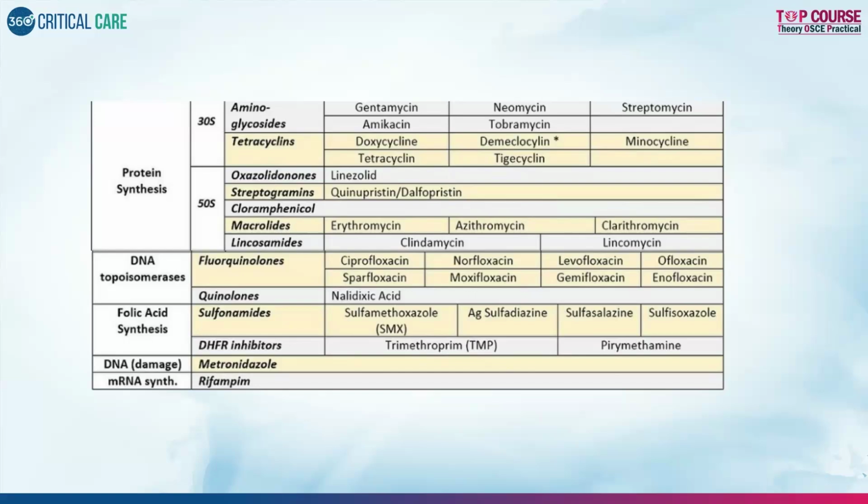See, both are acting on the same site, correct? That is your 30S ribosome. But why is one static whereas the other is cidal? I don't know.